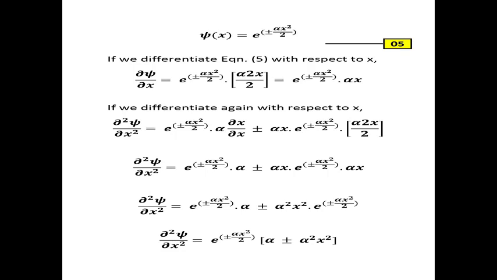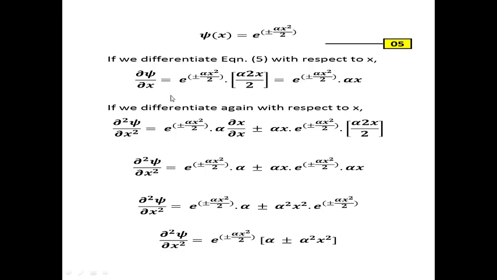So dou psi by dou x will be equal to the exponential term as it is, and differentiating the internal part of the exponential, alpha x squared gives alpha into 2x, divided by 2 as it is. Now you find the 2 is available in both numerator and denominator, so it cancels, and we get dou psi by dou x, the differentiation of the wave function psi with respect to x, equal to exponential of plus or minus alpha x squared by 2 into alpha x.